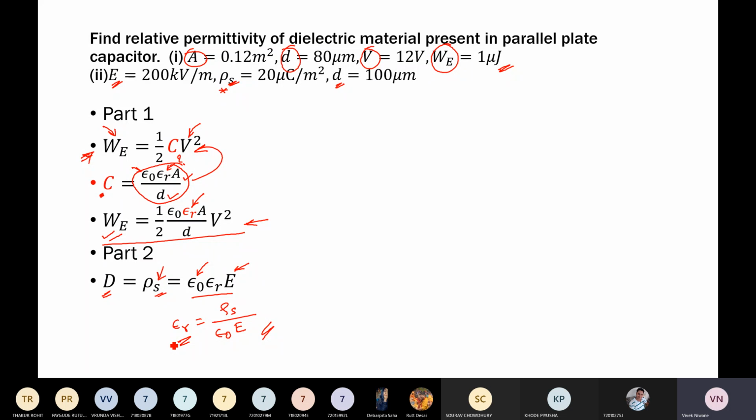So I will wait for 1 minute. It's 9:16. I will wait for 1 minute. Please note down the steps included in the numerical. Please note it down quickly.